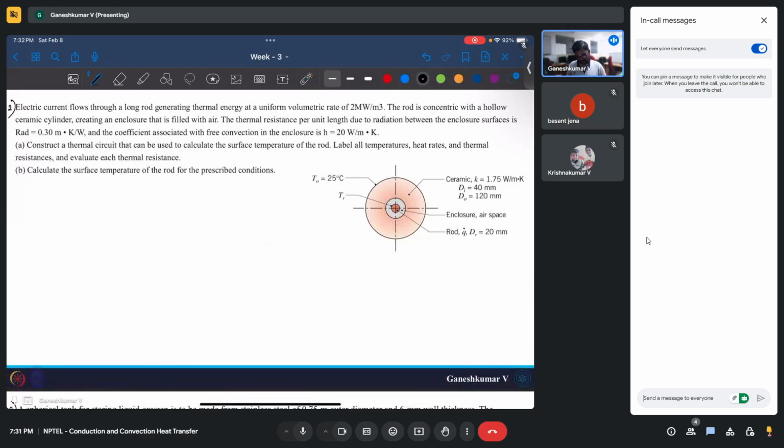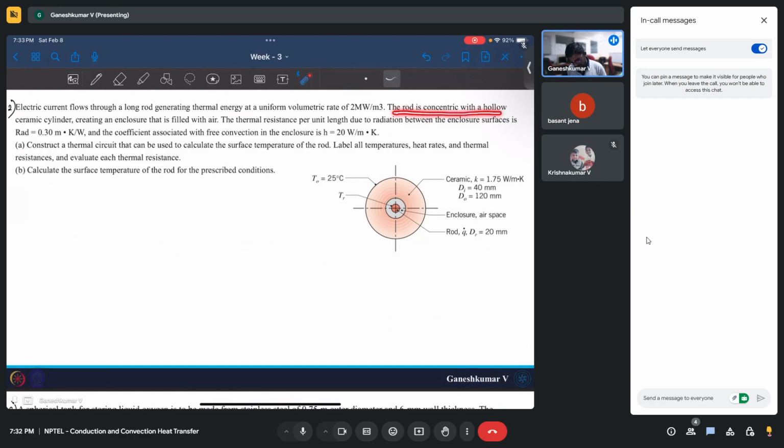Now let's move on to the second problem. The second problem also deals with electric current. The electric current flows through a long rod, generating thermal energy at a uniform volumetric rate of 2 megawatts per meter cube. So this is also cylindrical. It is not a wire; it's a rod with a uniform volumetric rate of 2 megawatts per meter cube.